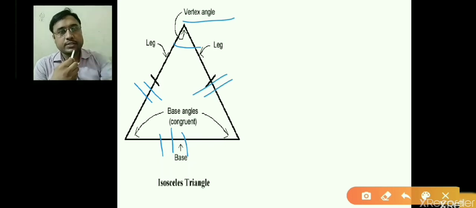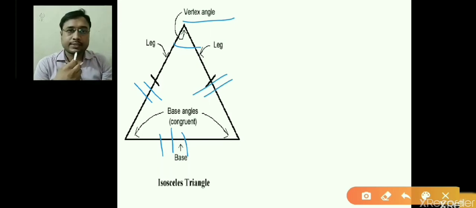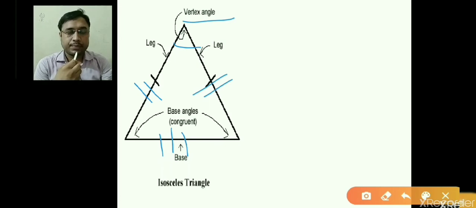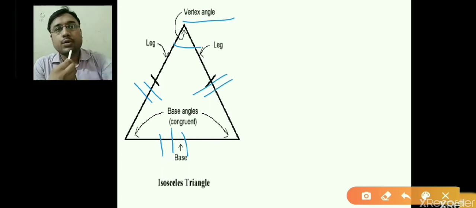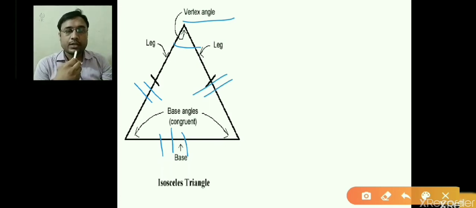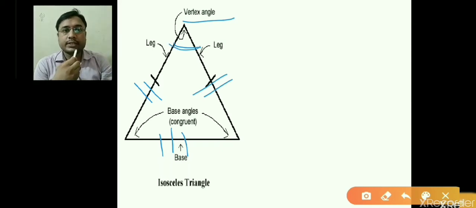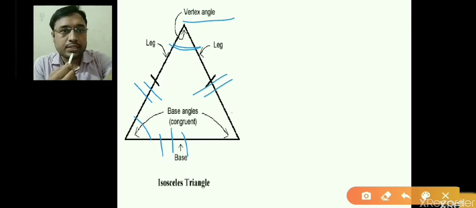The point formed by the intersection of the two equal sides, the legs, is called the vertex point. Okay, and the angle located at the vertex point is called the vertex angle. And one of the interesting points here is that the base angles are congruent, that means equal.